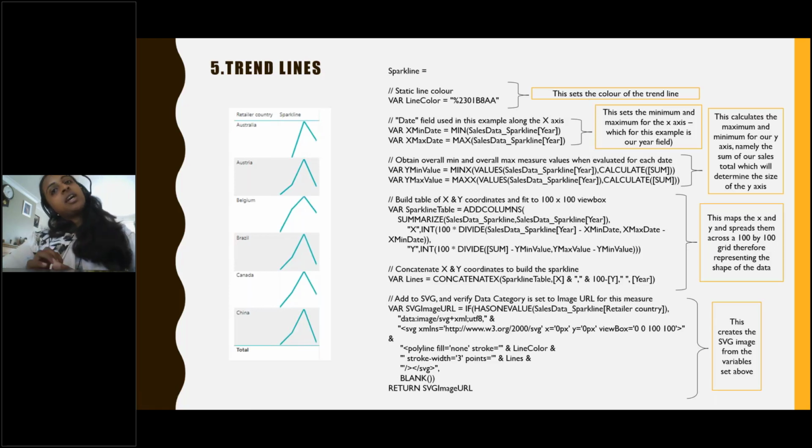The way we do this is, again, I'm not using Inkscape for this example. We're actually going to draw on these trend lines. So I'm going to just talk through this DAX code. Again, this is a simple example.